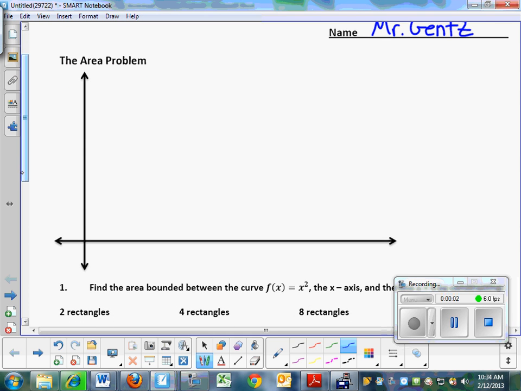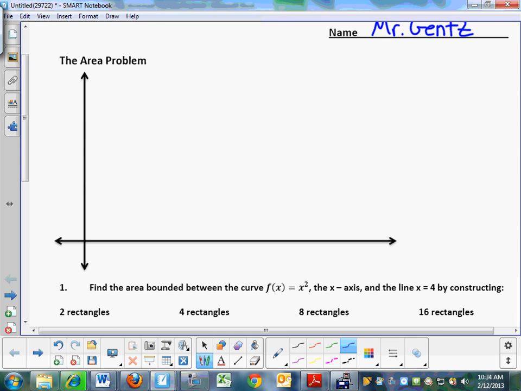Okay, so the area problem really says this. Okay, and you guys probably won't have an assignment tonight. We'll get through this just fine.